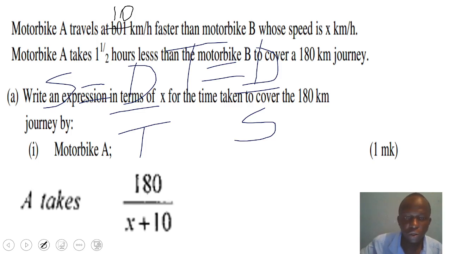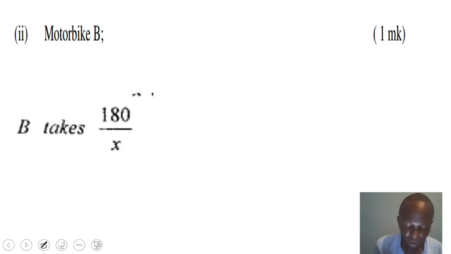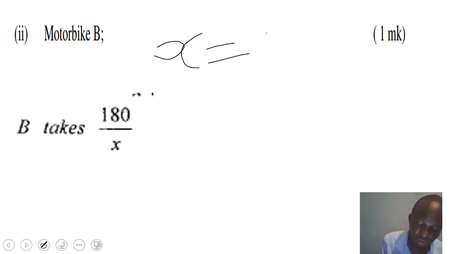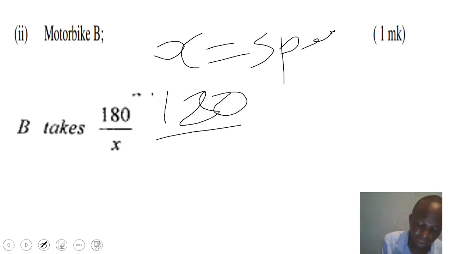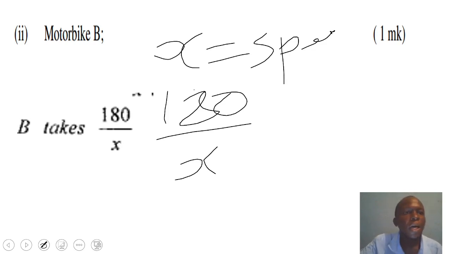Now let us go to B. For B, since the speed of B is just x, it is simply 180 over x. In fact, this particular speed of B should have been solved earlier than the speed of A. But either way, nevertheless, we can just continue with our computations. Let us go to the next section.